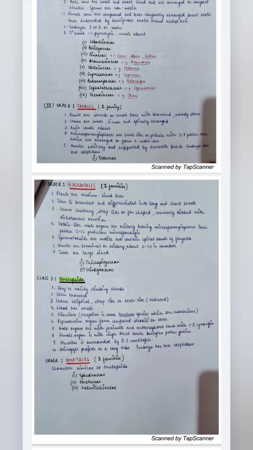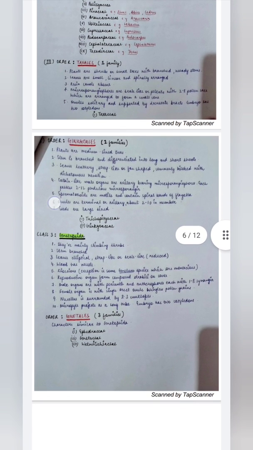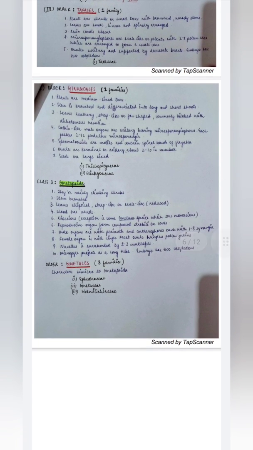Microsporangiophores are scale-like or peltate with 2 to 8 pollen sacs which are arranged to form a small cone. Ovules are solitary and supported by decussate bracts. Embryo has 2 cotyledons. Next order is Ginkgoales. It consists of 2 families, that is Trichopitaceae and Ginkgoaceae.